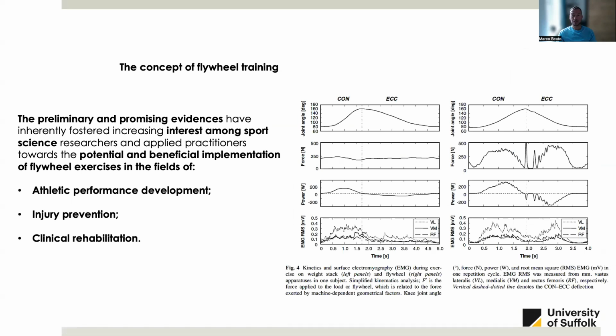In another study published by Elena Norbrand, the one that you see at this moment, there was a comparison between a stack machine and a flywheel device. The stack machine is on the left, the flywheel device is on the right of the screen. One of the things that you see immediately if you check the power picture is that the stack machine has a peak in the power output during the concentric phase, but during the eccentric phase, the power output is quite small.